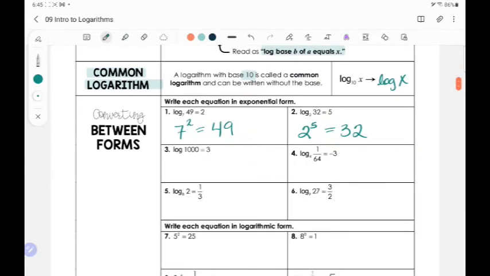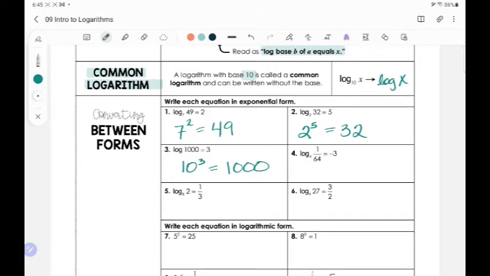Look at number 3. Number 3 doesn't have a base on it. What did we already learn about the common logarithm? That means the base is 10. 10 to the 3rd equals 1,000. Is that true? Yes, 10 times 10 is 100, times 10 again is 1,000.